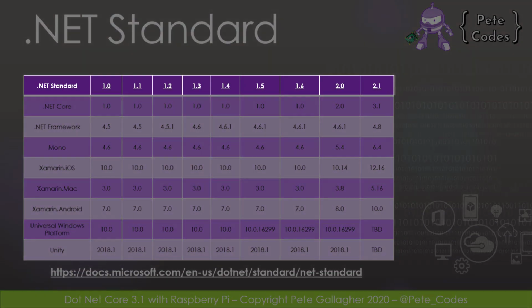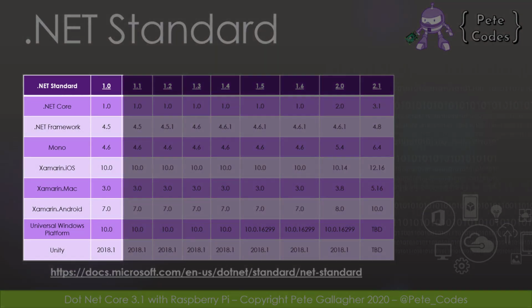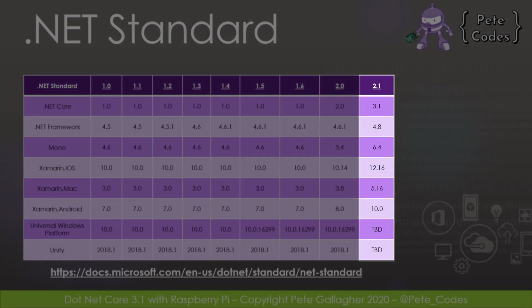Just to illustrate that a little bit more, you can see here that we have .NET Standard 1 all the way through to version 2.1. If we look on the far left hand side at .NET Standard 1, we see we have .NET Core 1 and .NET Framework 4.5, Mono 4.6 and onwards. And all the way to the right hand side we have .NET Core 3.1, which is today's release, and .NET Framework 4.8 and Mono 6.4.